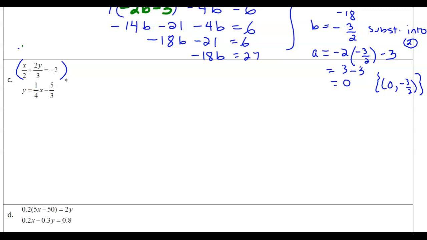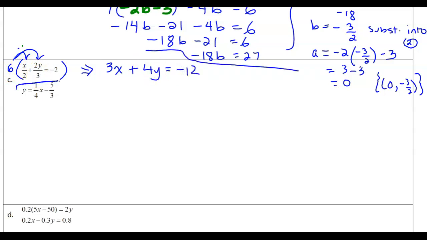Lowest common denominator of both of them, right? 6. So you look at all denominators, so the lowest common denominator is 6. If you do it by 2, you can, but then you're going to have to do it by 3 as well. So here I'm going to multiply by 6. So then you get 3x plus, so I'm going to distribute that. And so when I do, I get 12 divided by 3 is 4y equals negative. So I'm not going to get rid of the denominators there, but I'm going to now substitute this.